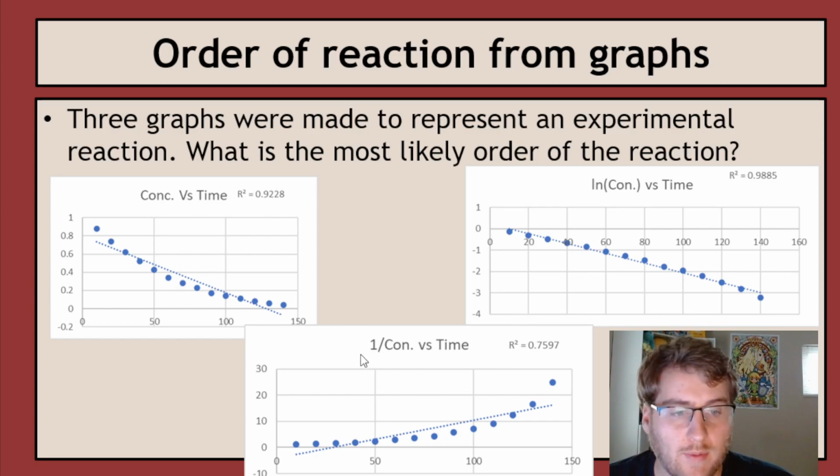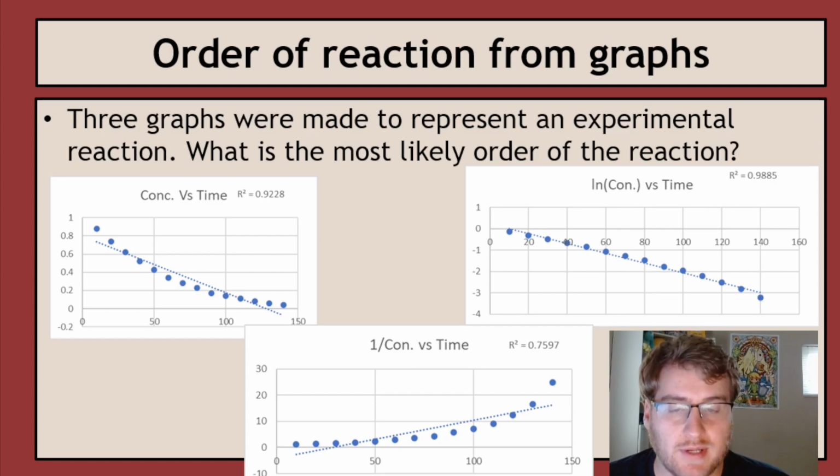And just to check, I graphed the 1 over the concentration versus time. You can see this is the worst graph so far. This isn't even close to being linear. The R-squared is 0.75. If this line was straight, it would be a second order reaction. So all you need to put for this one is that this is the straightest line. Therefore, this is a first order reaction.